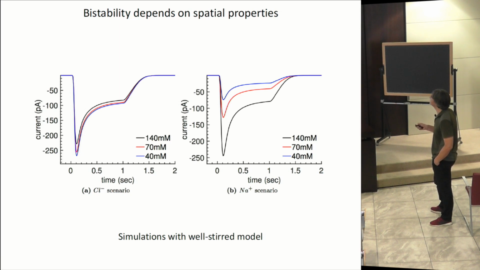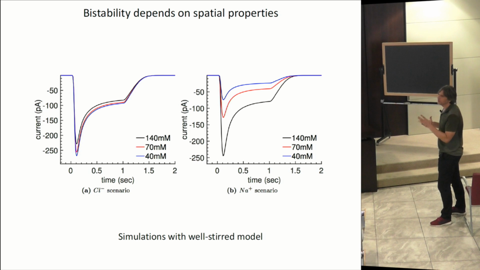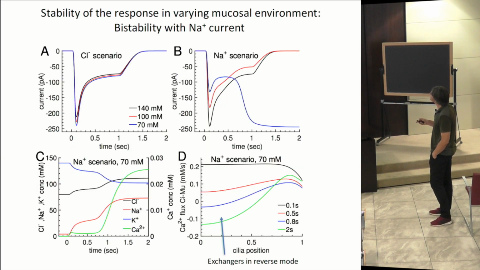And you can now do the same simulation with the well-stirred model, which is what is usually used, and you can see you don't see this kind of bistability anymore. So another analysis would have to be done to see whether you simply don't push the system over the separatrix or whether the second fixed point is completely gone. I don't know. But you can see that this bistability really depends on diffusion or spatial properties.